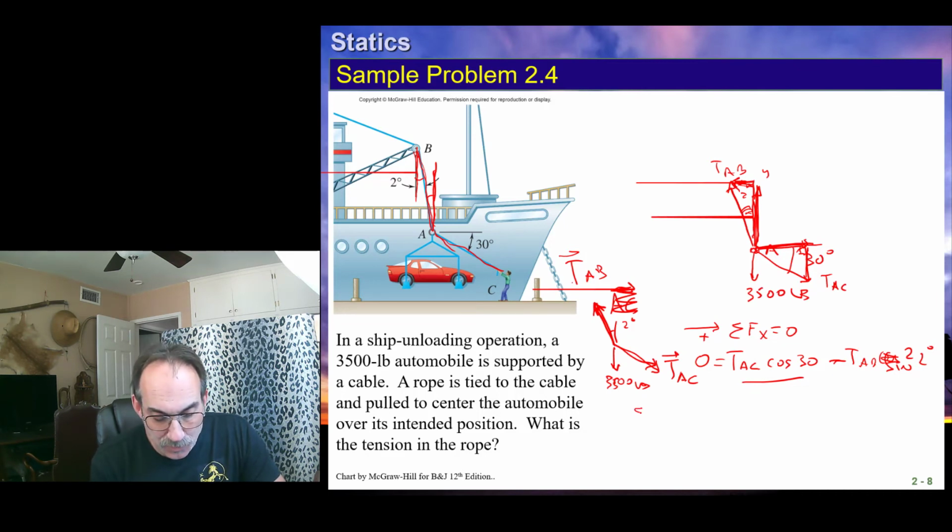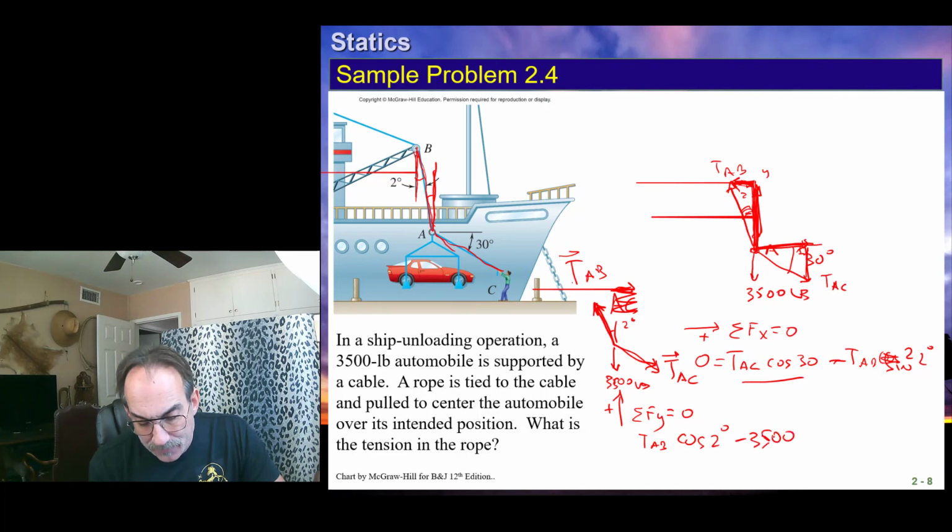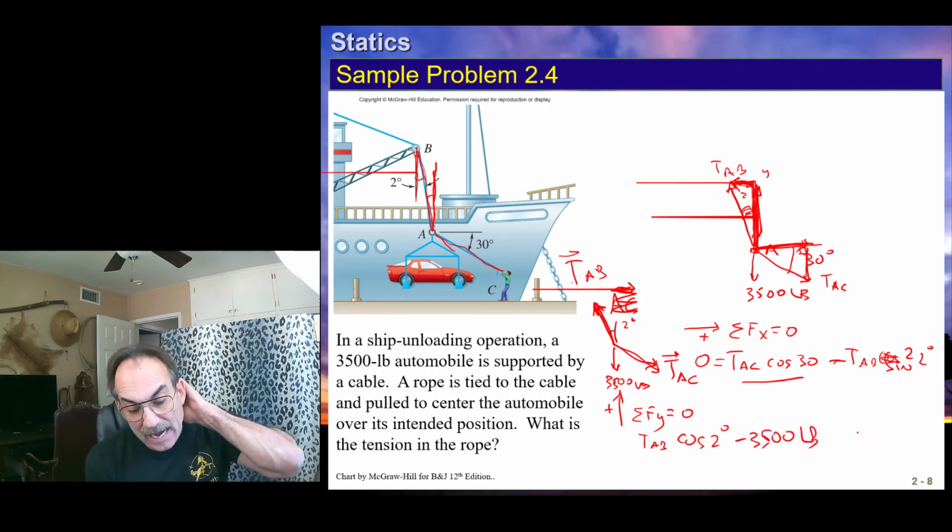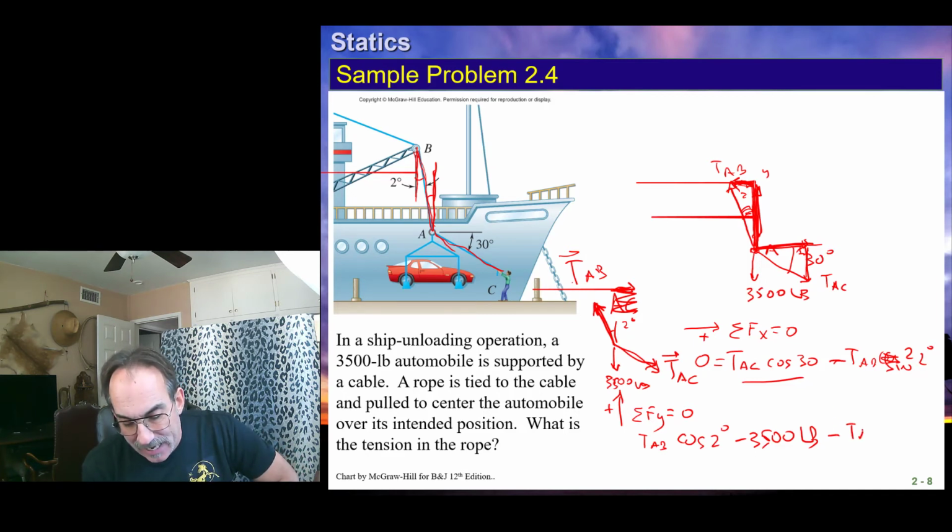What we should have done first was sum our forces in the y direction. We'll call upwards positive, they have to equal 0. So now what we're going to have is TAB times, now we're going to do cosine, because since we're going to use this angle here, cosine of that angle will give us this component. Cosine of 2 degrees, it's a positive, and then we have this minus 3,500 pound force, and then we have this other one, minus TAC, and actually that's going to be sine of that 30 degrees, equal to 0.